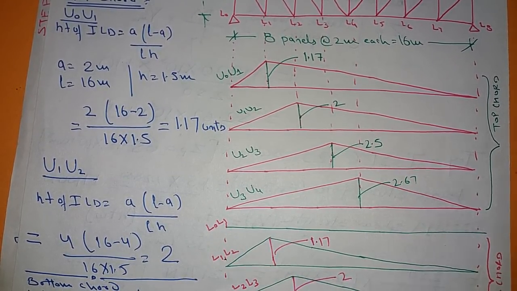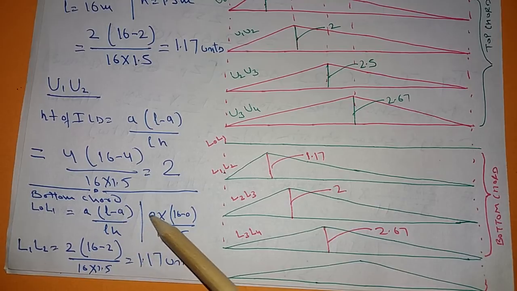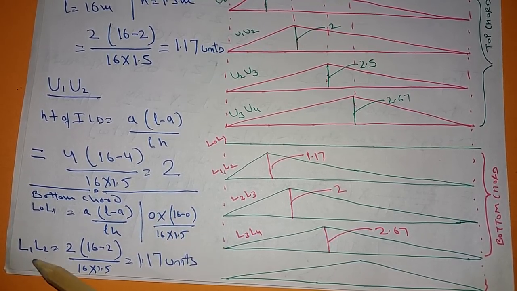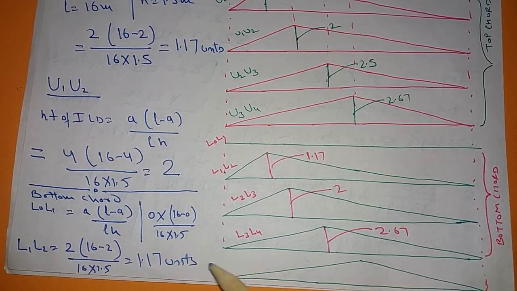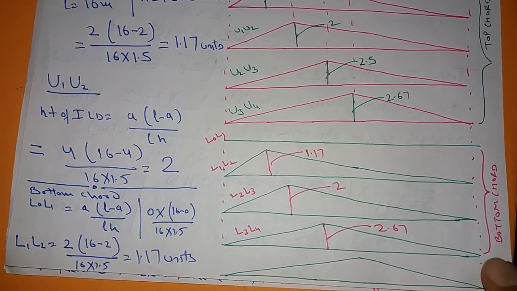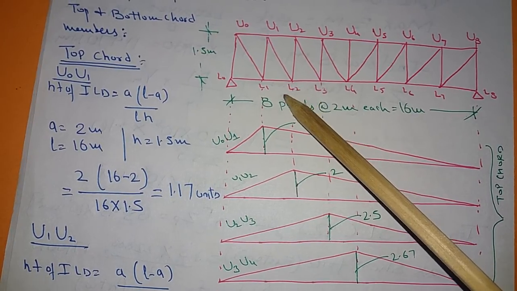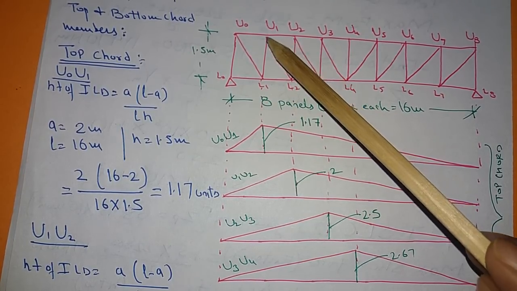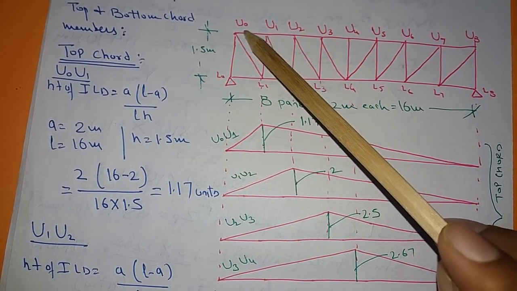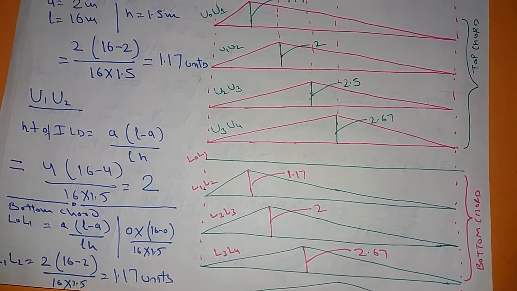Then go for the formula, A upon L is the same formula. A is 0, so each and everything is 0. Then go for L1, L2. In this case, A is 2 meter and it will be 1.17 units. How will it be 1.17? A is 2. When I say L1, L2 and go for opposite one, left side is U1. For U1, U2, left is U1. Now A is this much distance, it is 2 meter. So this is how you can calculate all these ILD diagrams.